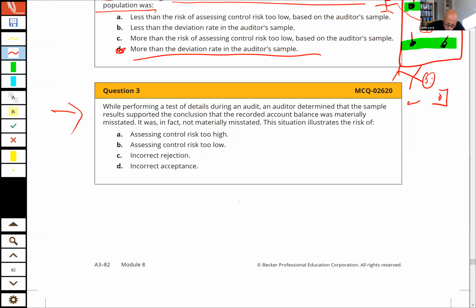Okay, let's take a look at this one. We're surprisingly low on this one because I figured this one would be a 90%er. Most of us got it right, but I thought we'd get a higher percentage than that. The answer is C, the risk of incorrect rejection.